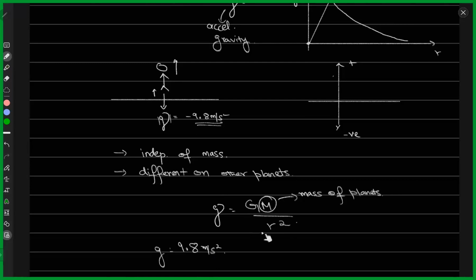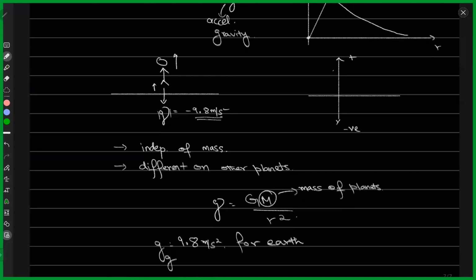So for moon, this is for Earth. So for moon, it should be less, right? The value for acceleration due to gravity should be less, and it is about 1.6 meters per second squared for moon. And of course, you can compute this value for different planets as well, right?